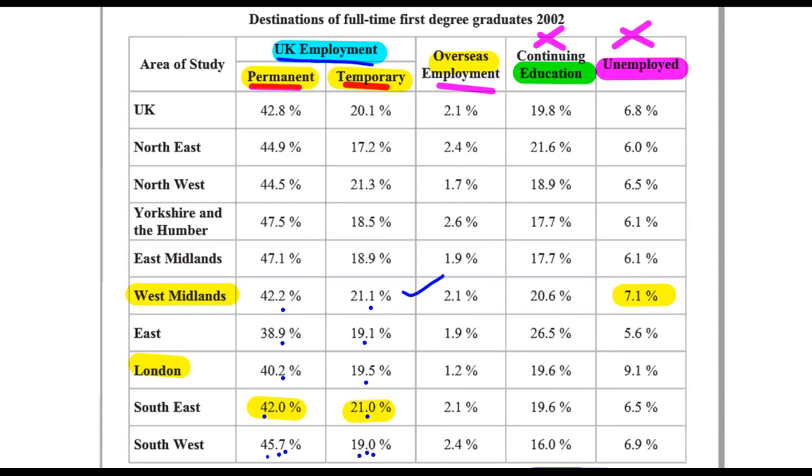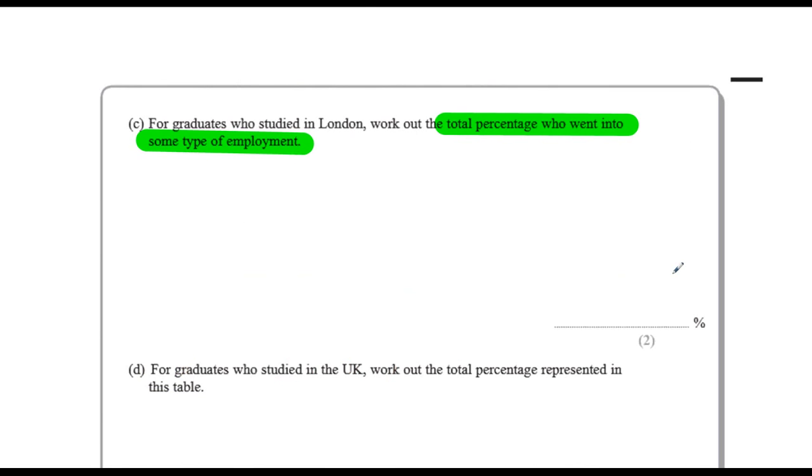So let's just circle the ones that we're going to add up, and we'll do it in red. So we're going to add up 40.2, sorry for covering that up, 19.5 and 1.2. Just play it safe, use your calculator, there's no point trying to be a hero. Okay, and when we add those up on our calculator, we get 60.9%. So that is your answer for 2 marks, 60.9%.